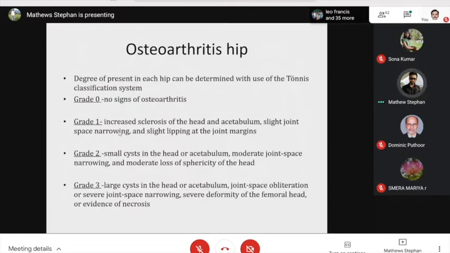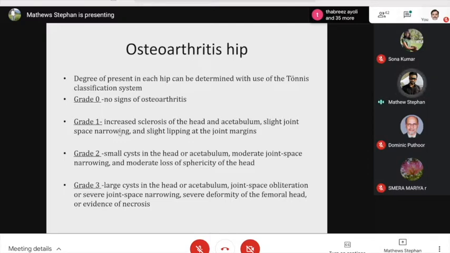Osteoarthritis of hip. The degree of presence in each hip can be determined with use of the Tönnis classification system. Grade 0 represents no sign of osteoarthritis, and in grade 1 there will be increased sclerosis of the head and acetabulum, slight joint space narrowing, and slight lifting of the joint margin.